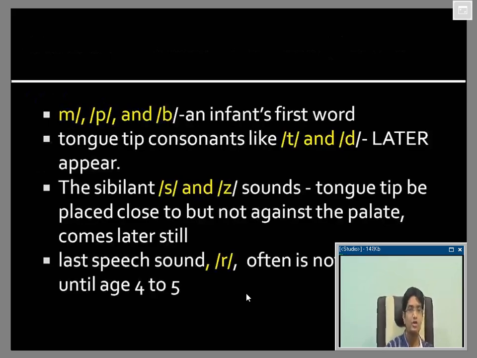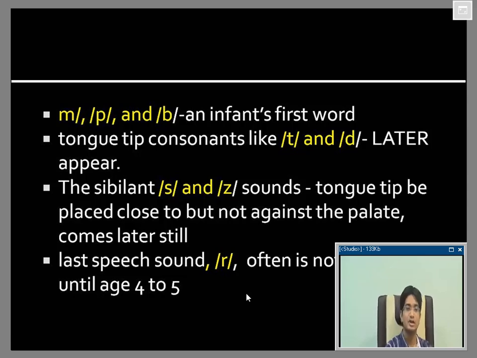This is the first sound pronounced by an infant. I'll tell you about the other sounds also. The second ones are T and D, which appear later after the first, like M, P and B. T and D are tongue tip consonants that appear somewhat later in life, and sibilants such as S and Z, where the tongue tip is placed close to but not against the palate. Your tongue is close to the teeth but not against the palate, and these come later in life.